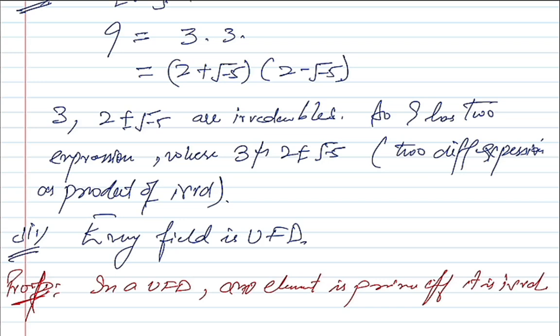The example was that 3, when you write it as a product of 2 plus minus square root minus 1. Okay, it is not a product of 2 plus minus square root 1.